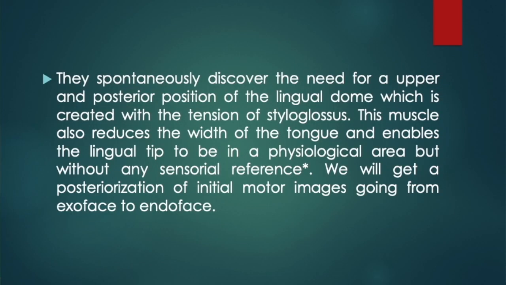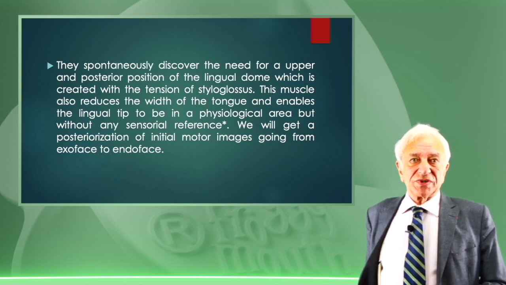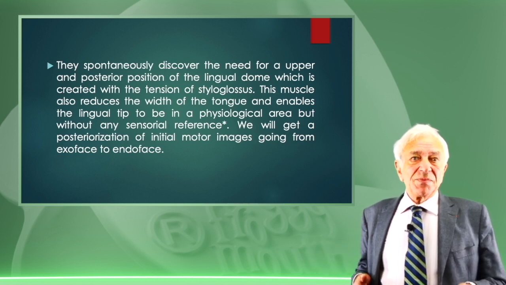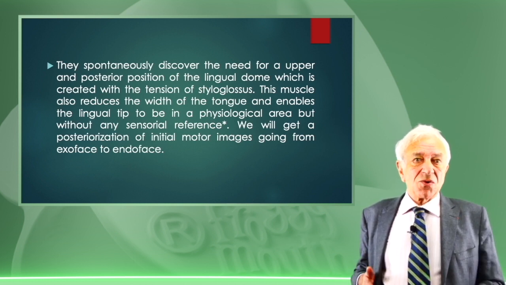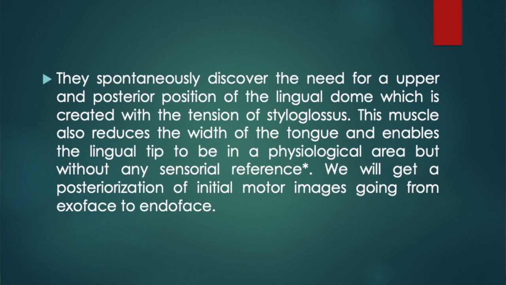The child will spontaneously discover the need of an upper and posterior position of the lingual dome, which is created by the tension, the action of the styloglossus muscle. And this muscle also reduces the width of the tongue and enables the lingual tip to be in a physiological area without any sensorial references. And we will get a posteriorization of the initial motor image growing from the exophase to the endophase.